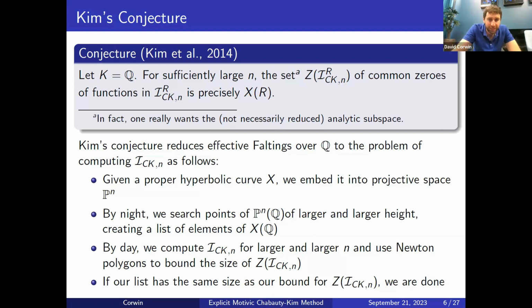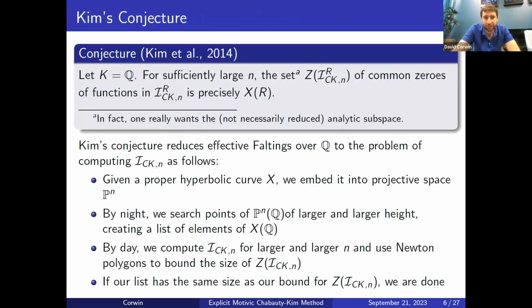And so the idea is then, by day, we do these processes simultaneously. We compute ICKN for larger and larger n, and then we can use some methods in p-adic analysis to bound the set of common zeros of these functions. And then the idea is that if our list that we compose at night has the same size as the bound that we get by day, we're done. We have provably determined the set of rational points on the curve.